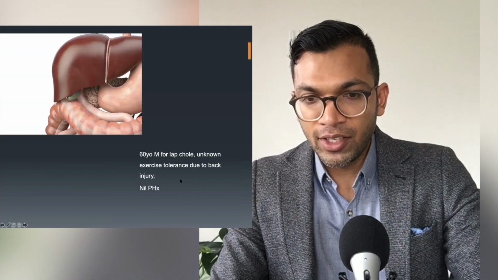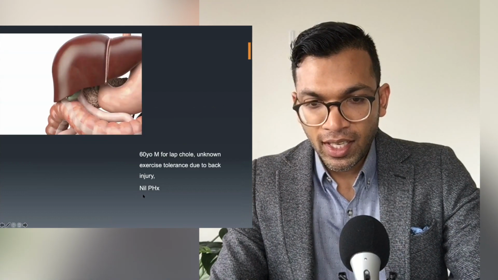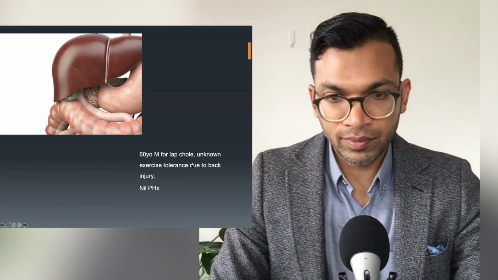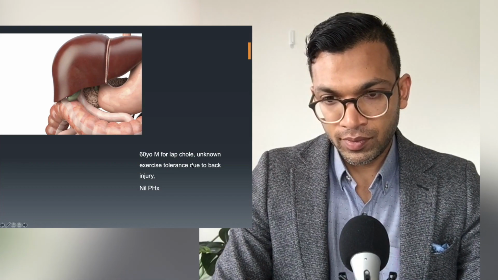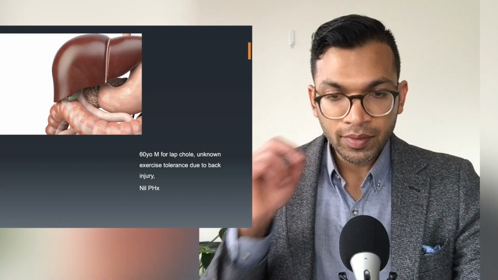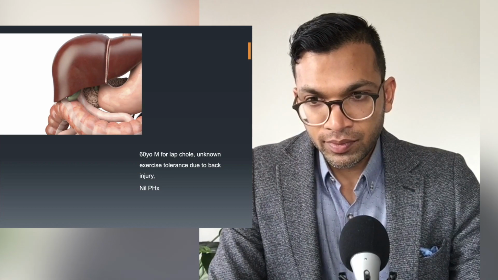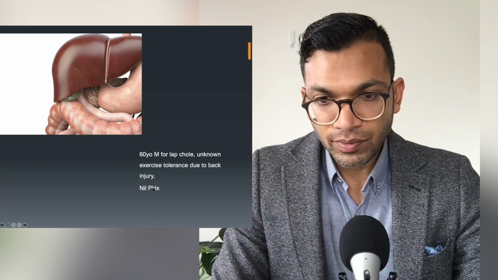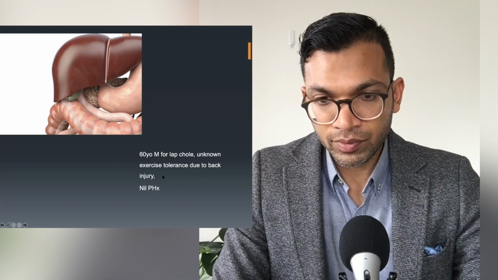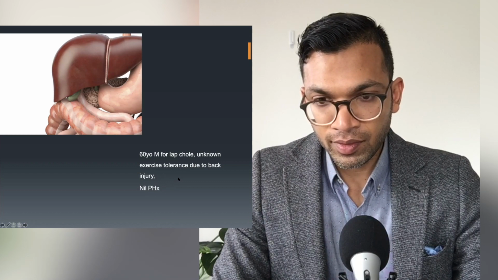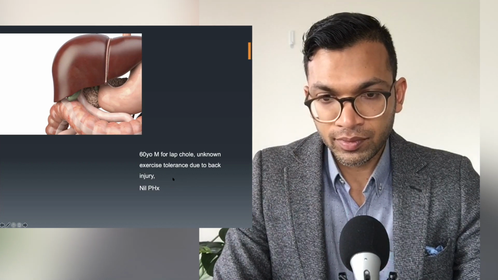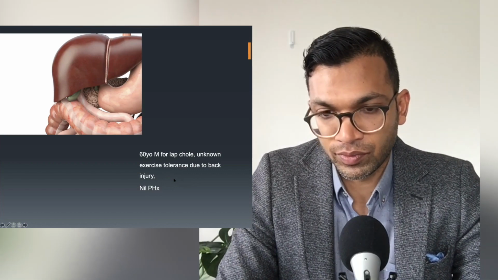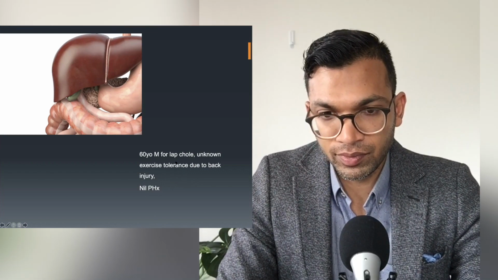60-year-old male, lap chole, unknown exercise tolerance due to back injury, nil past history. Yeah, so this is an elective surgical procedure. Yep. With no active conditions that we're aware of from the stem. Yes. I would regard this as a moderate risk surgery, and so my next question would be to consider whether he had greater than 4 METs. However, in this case, we're unable to assess it due to back injury.